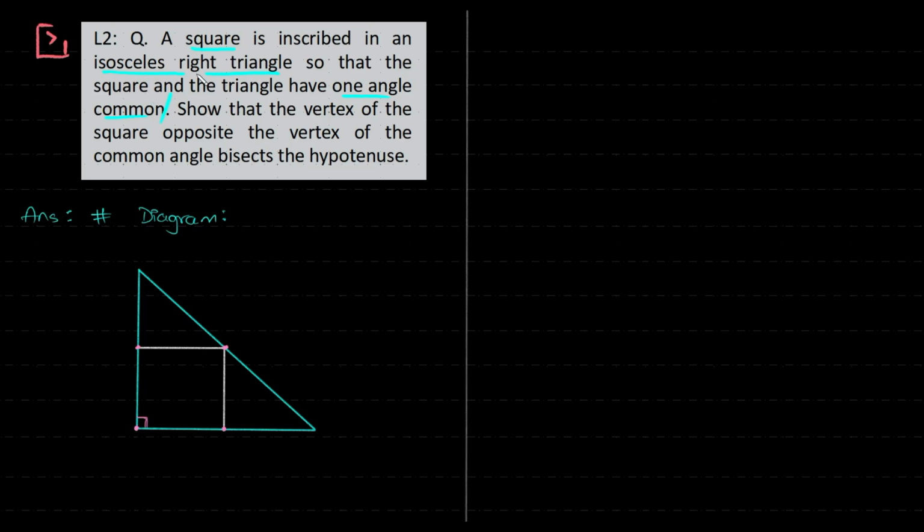So can we read the question again? Let's name it. We have ABC and MNTB. A square MNTB is inscribed in an isosceles right triangle. So we have an isosceles triangle, that is AB is equal to BC over here. Isosceles right triangle, angle B is 90 degrees. Show that the vertex of the square opposite to the vertex of the common angle. So common to both is angle B. So this is your common angle.